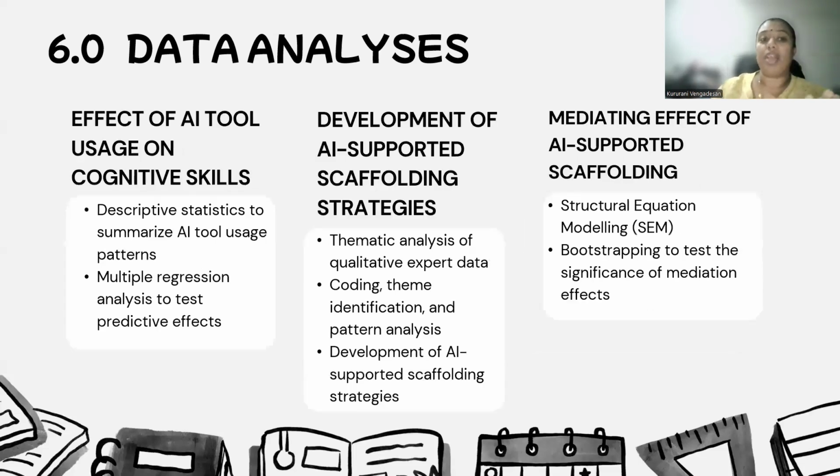To analyze the effect of AI tool usage on cognitive skill, we will use descriptive statistics to summarize AI tool usage patterns, and also multiple regression analysis to test the predictive effects. To analyze the development of AI-supported scaffolding strategies, we will use thematic analysis of the qualitative expert data, using coding, theme identification, and pattern analysis, and then develop the AI-supported scaffolding strategies. To analyze the mediating effect of AI-supported scaffolding on AI literacy and AI tool use in enhancing cognitive skill, we will use structural equation modeling and also bootstrapping to test the significance of the mediation effect. So these are the data analyses that we will be using to analyze all the data that has been collected.